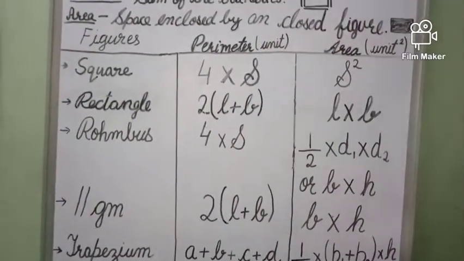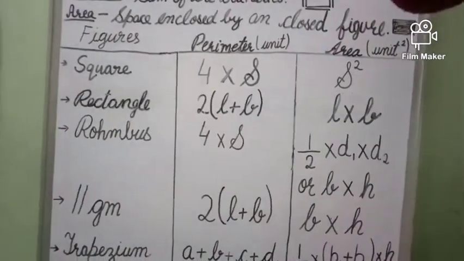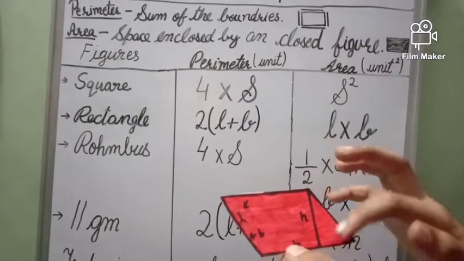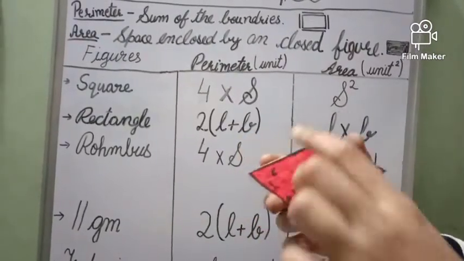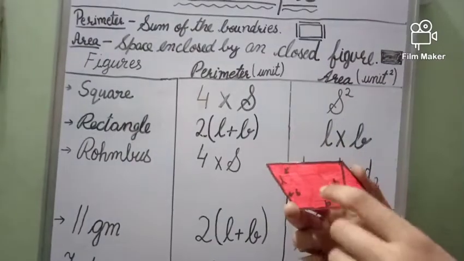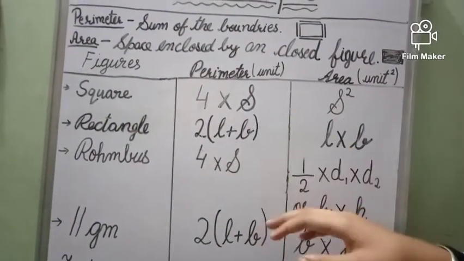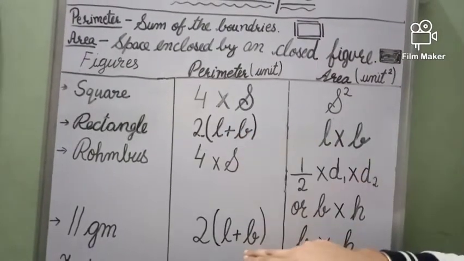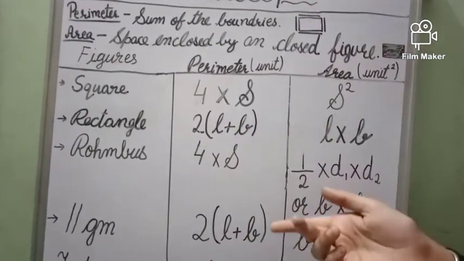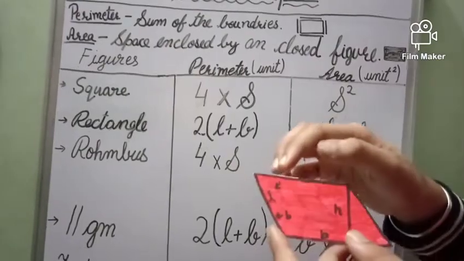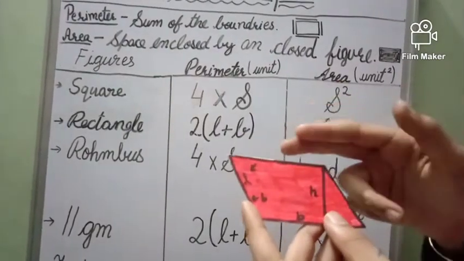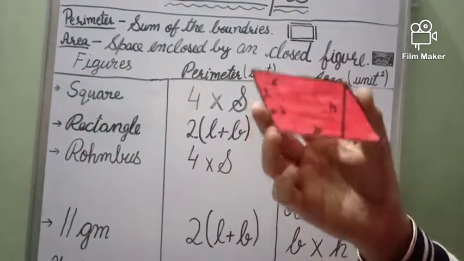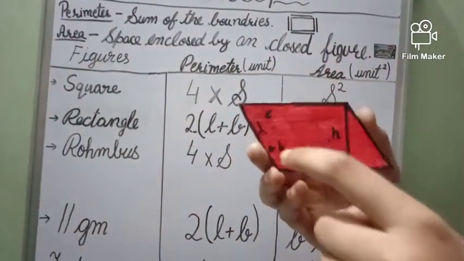Our next figure is a parallelogram. As we know that in a parallelogram also 2 sides are equal and 2 sides are equal. It means that opposite sides are equal. So to find its perimeter, the same formula would be used as we used in the rectangle. So 2L plus 2B would be used. Same explanation here also, that L plus L would be 2L, plus B plus B would be 2B. 2 is common, so we'll take 2 outside and we'll write L plus B.